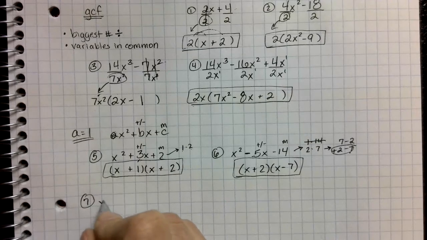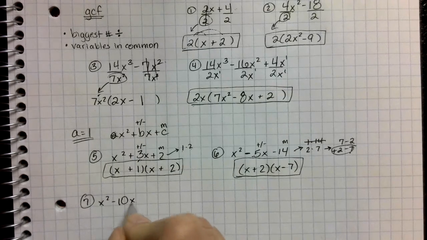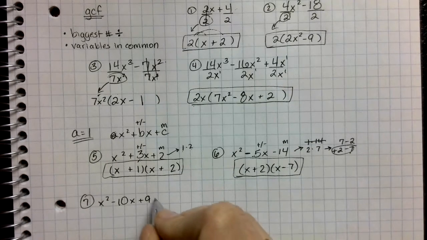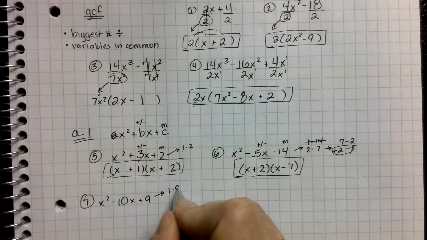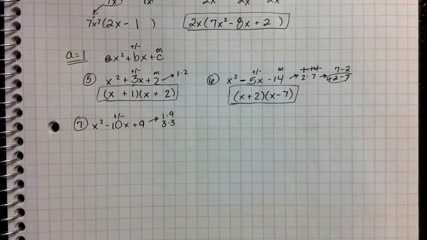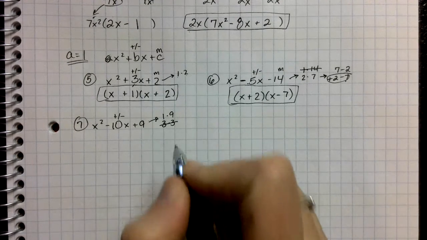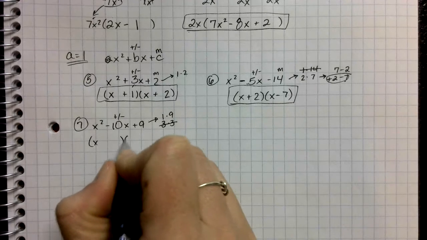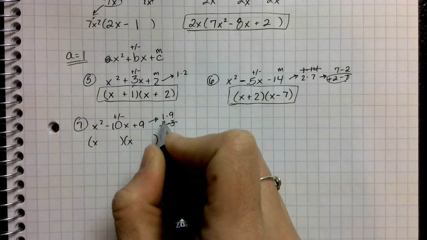Okay, x squared minus 10x plus 9. Factors of 9, 1 and 9, 3 and 3. We're trying to get them to add or subtract to give us negative 10. So in this case, 3 and 3 are obviously not going to work. So it has to be 1 and 9.